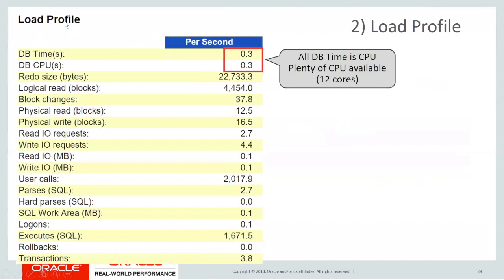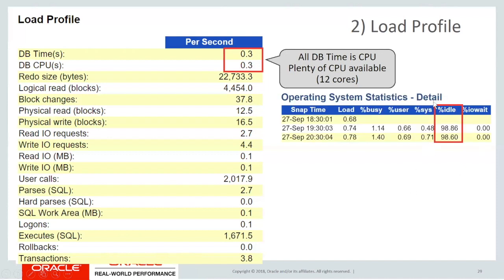Now, if we look at the load profile, which is the second section that we visit, we notice that the 25% of the time, which is rounded up to 30% for some reason in the load profile here, is all CPU. All DB time is CPU time.